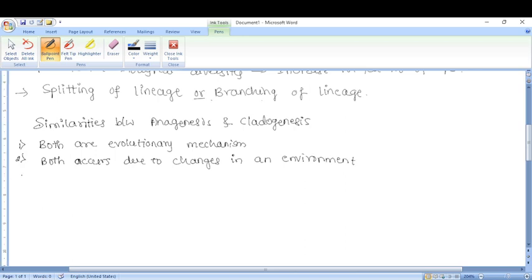Another similarity between these two is that anagenesis and cladogenesis both lead to speciation. That is nothing but the formation of new species. This is about the similarity between anagenesis and cladogenesis.